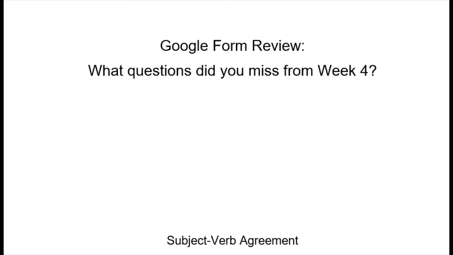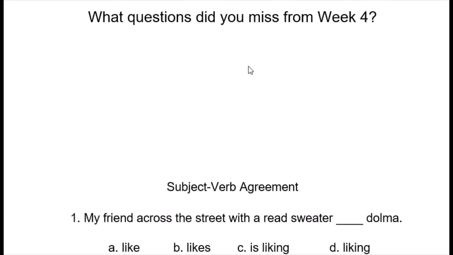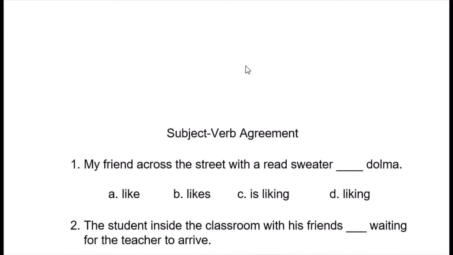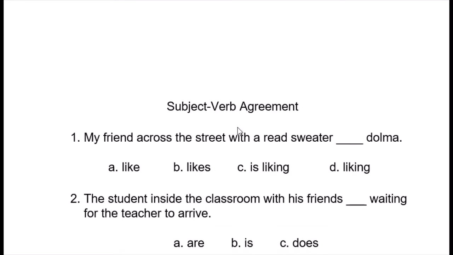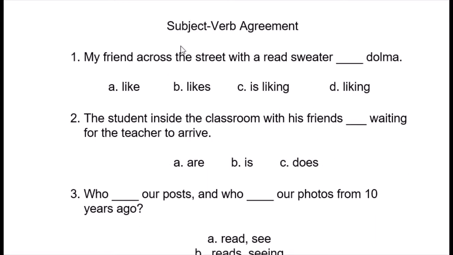Okay, so in this Google form, one important area that we need to have a better understanding of is subject-verb agreement. That means when I have the subject of a sentence, in number one, my friend, that's the subject. Across the street with a red sweater, dolma. Dolma is a food. So we know that we're missing the verb. I have the subject here, but you need to choose the right verb form, okay?